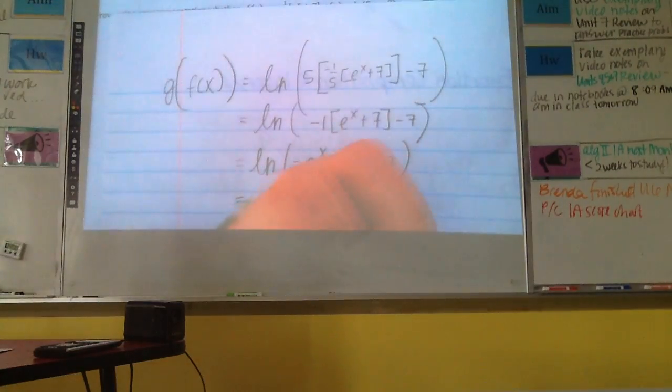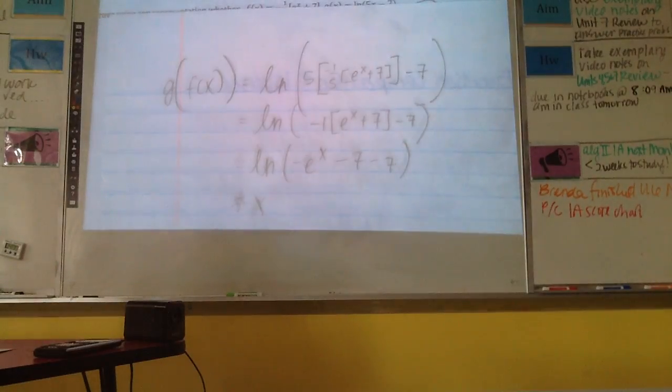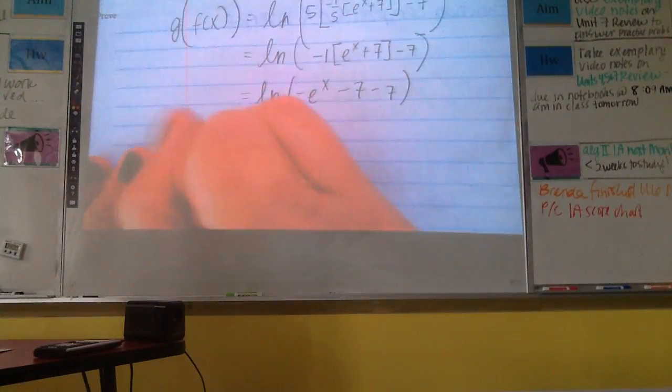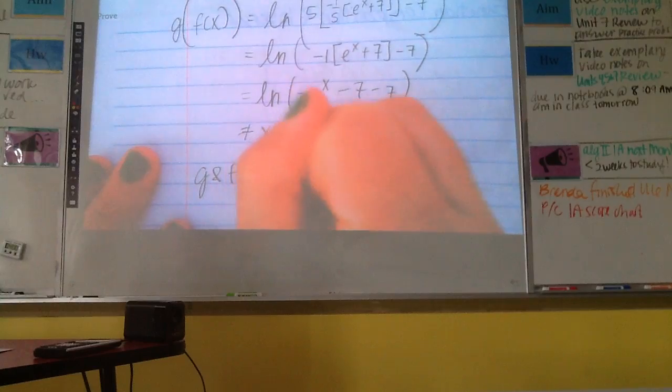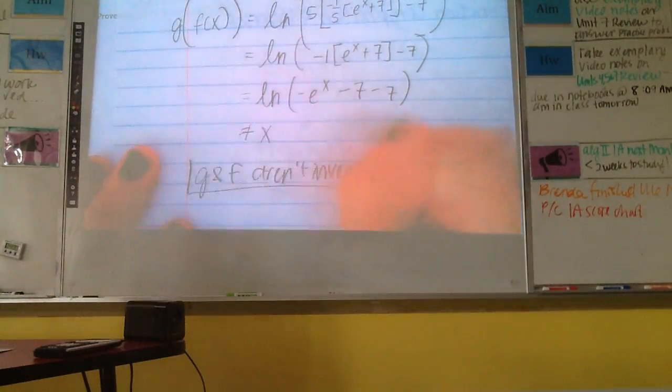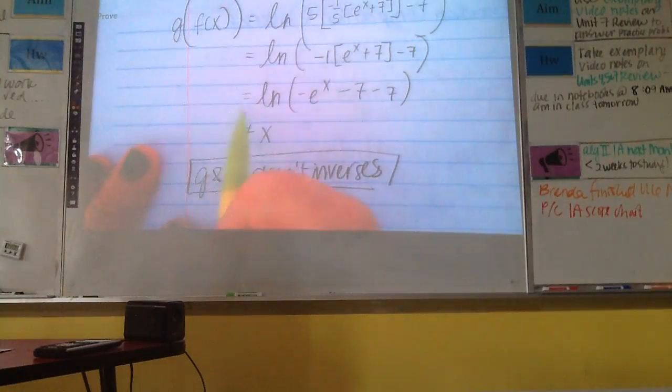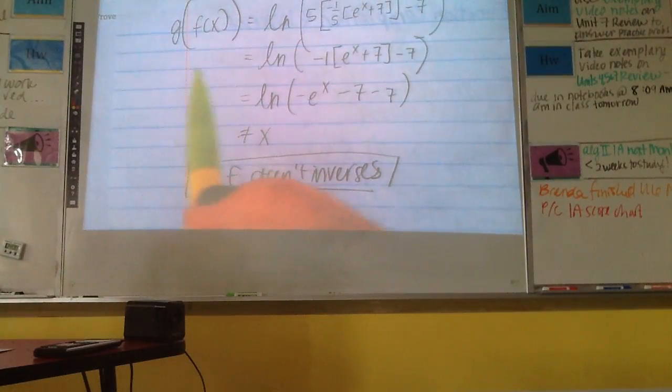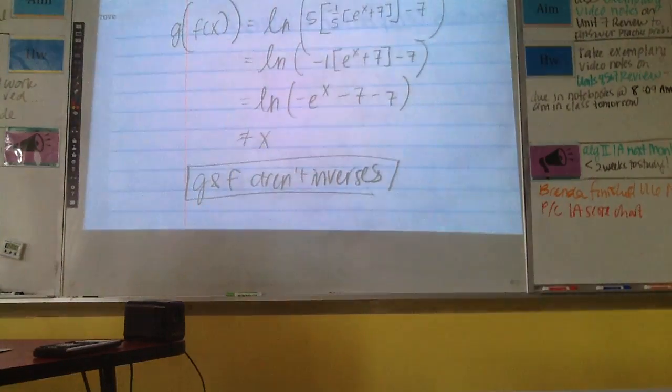This is already enough evidence to show this is not x. And because they didn't simply reduce to x, you can conclude already g and f aren't inverses. If they were inverses, g of f of x should have reduced to x, and f of g of x would have also had to reduce to x. In this case, we're already done.